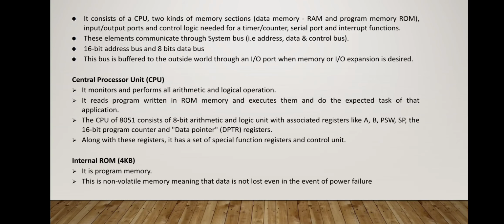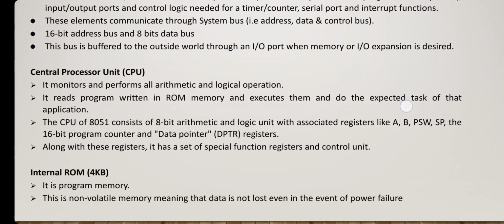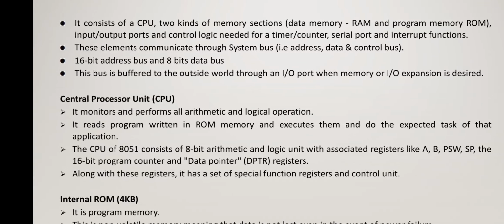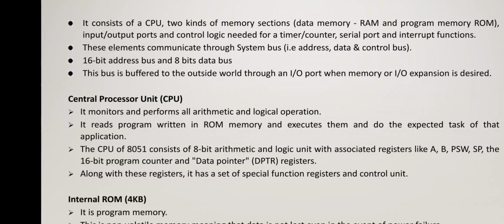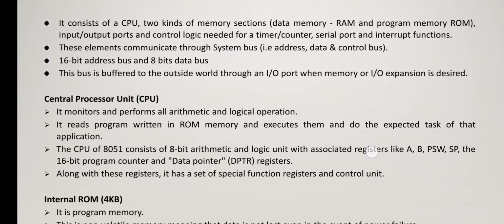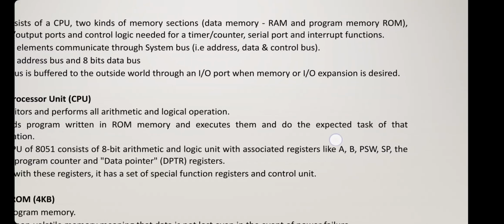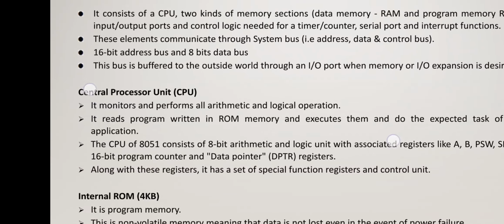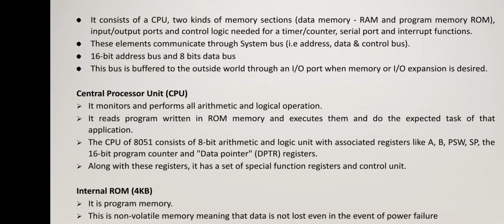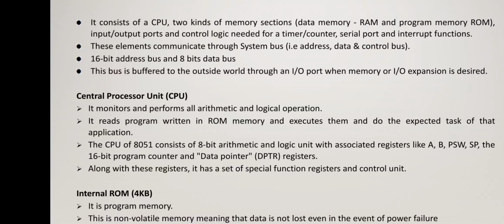First it consists of a CPU, two kinds of memory, that is data memory stored in RAM and program memory which is stored in ROM, and it has input output ports, that is 4 ports. Each port has 8-bit size, that is P0, P1, P2 and P3. There is control logic needed for timer and control unit, and serial port and interrupt control signal. These elements communicate through system bus, that is address bus and data bus. It has a 16-bit address bus and an 8-bit data bus, and also a control bus.